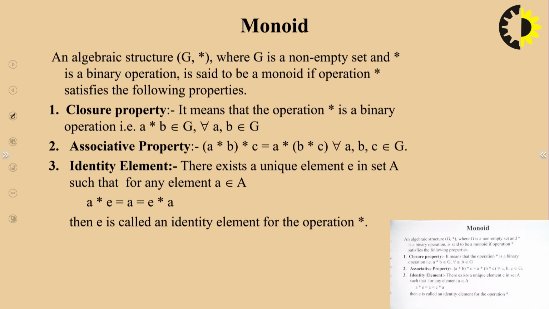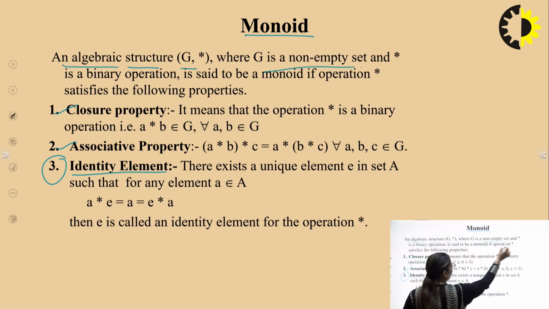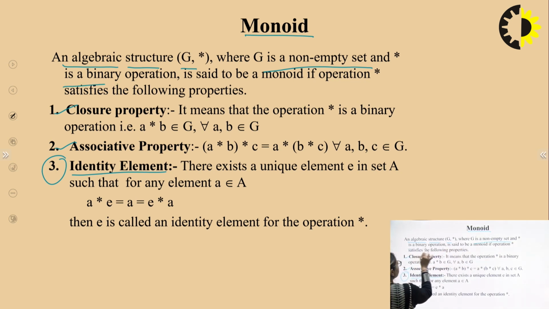Now monoid. In a semigroup we had closure and associative. Now we have added one more property, that is the identity element. If in addition to closure and associative property we get the identity element also, then it is called a monoid. Let's read the definition. An algebraic structure G, where G is a non-empty set and star is a binary operation, is said to be a monoid if the operation star satisfies the following properties.